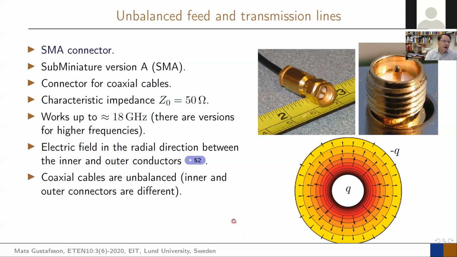And this is an unbalanced transmission line, which means that the connector here or cable, this one inner one and the exterior one, are very different. They are not the same. There is no symmetry between them.